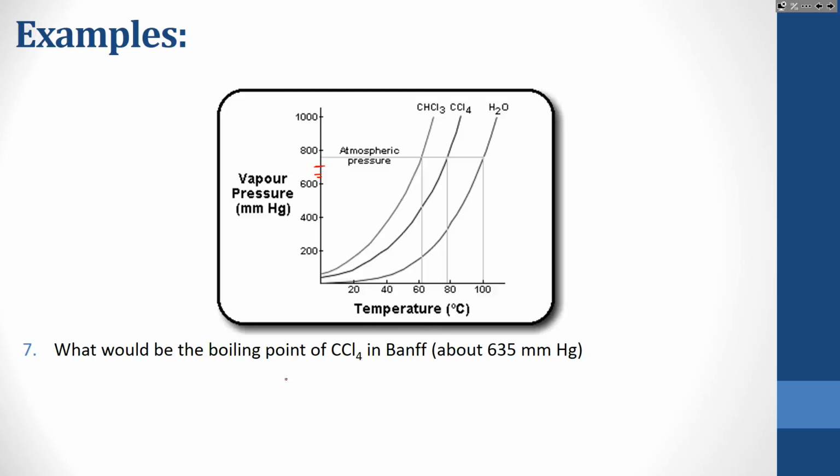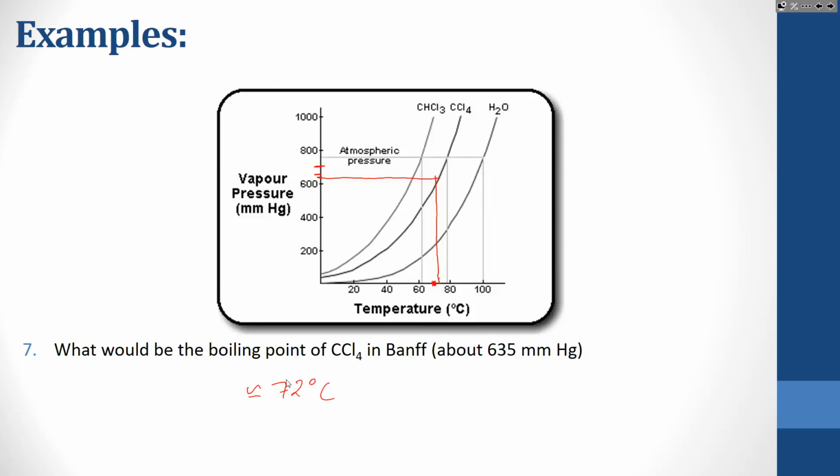Okay, so at 635 millimeters of mercury, we're going to draw a line over as straight as I can, and then down. We're doing CCl4. I'm going to say it's just above 70-ish, so like 70s here probably. Oops, that's a little bit off, about there. So let's say 72. So this is going to be about 72 degrees Celsius.